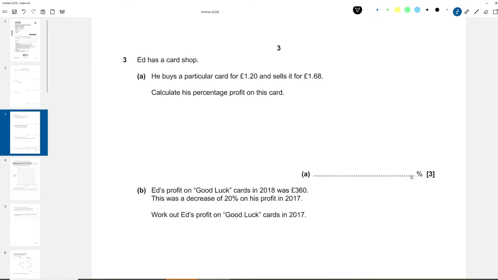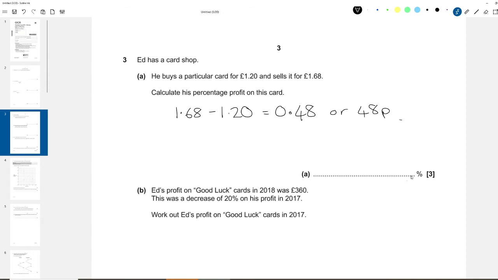Here's question 3. Ed has a card shop. He buys a particular card for £1.20 and sells it for £1.68. Calculate his percentage profit on this card. So the first thing we're going to have to do is work out the profit. So I need to do £1.68 minus £1.20, which is 0.48, or 48p.